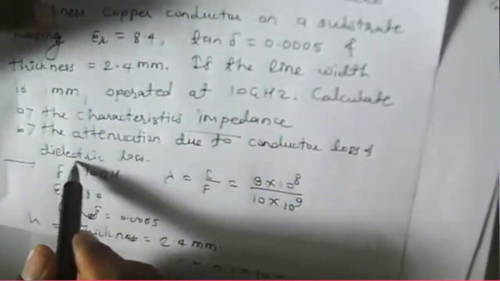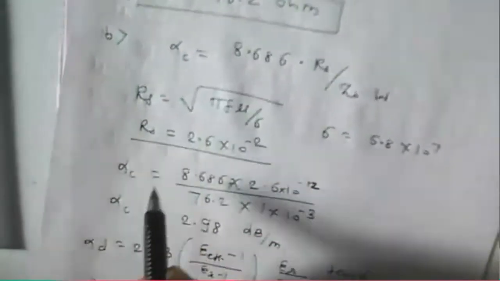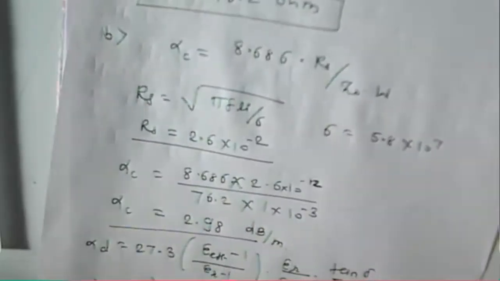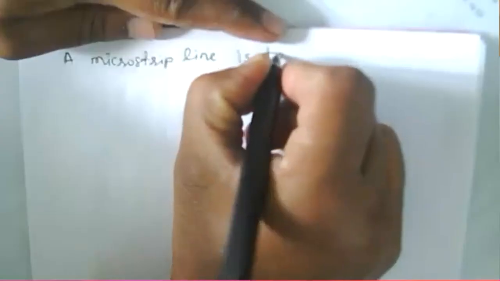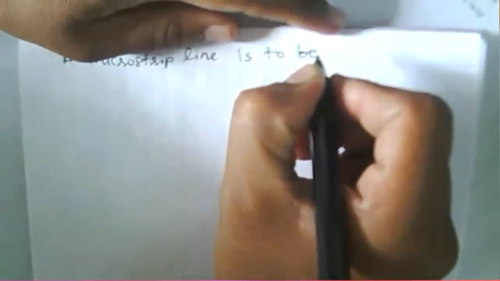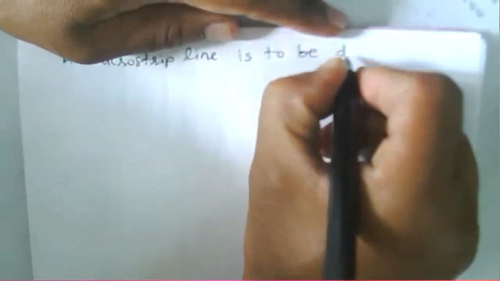You need to know what epsilon R is, and you get the attenuation here. For a given particular circuit, we need to calculate the characteristic impedance, which we are getting as about 76. Then we need to calculate the attenuation due to the conductor loss and the attenuation due to the dielectric loss. This one is the attenuation due to the conductor loss. This one is the attenuation due to the dielectric loss.